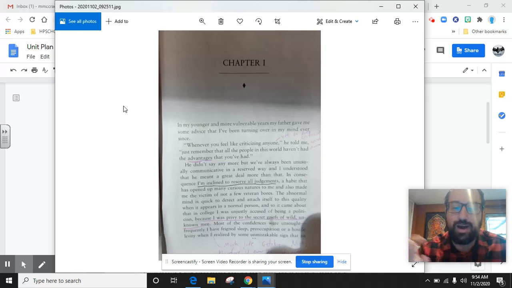And by the way, I've underlined a bunch of stuff because this is my copy of the book, but don't write inside your copy of the book. This is just something that I do because I have a teacher copy, just to be clear.